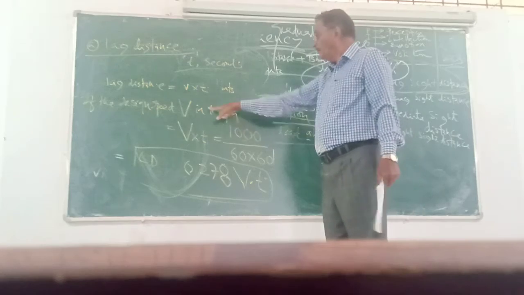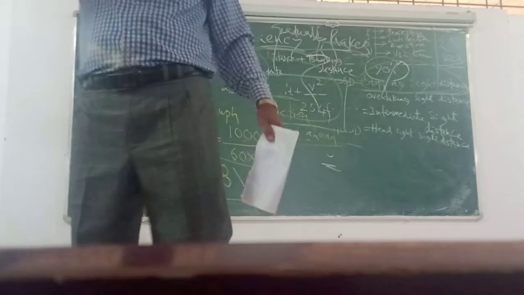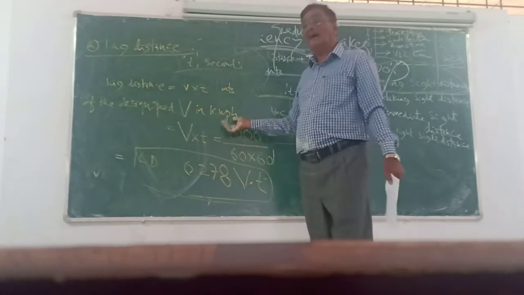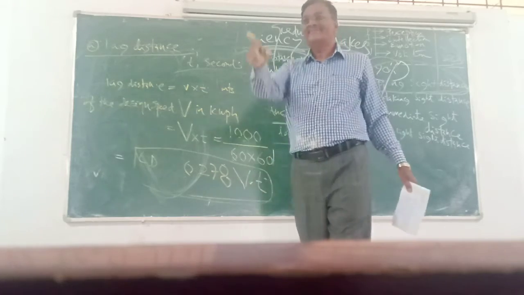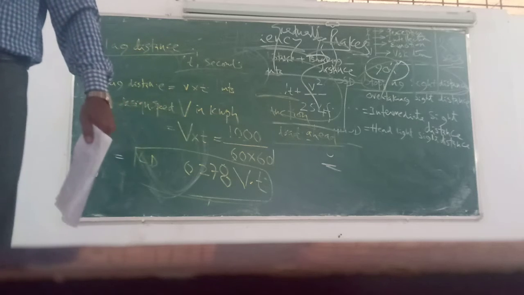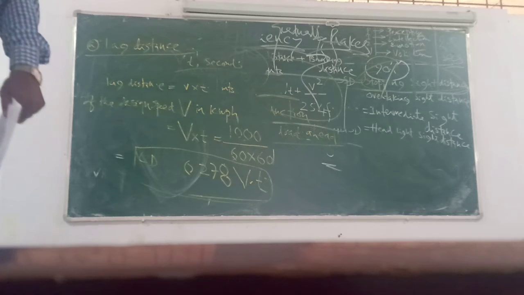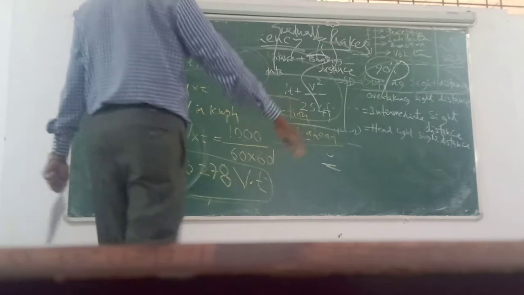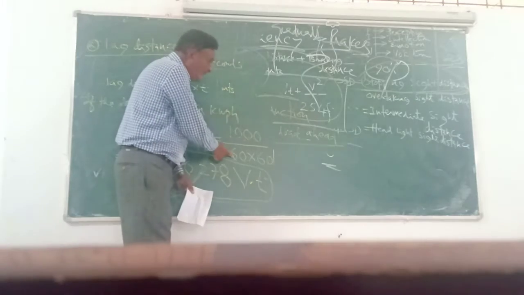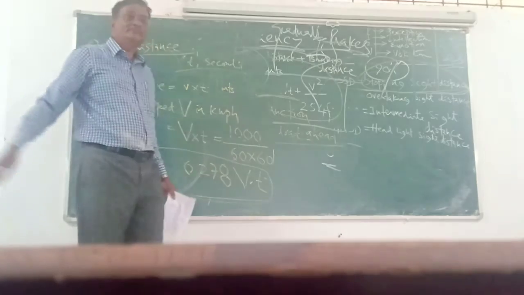Meter to kilometer: 1 kilometer is equal to 1000 meters. Hour: 60 minutes equal to 1 hour. I am converting that 60 minutes into seconds, 60 into again 60. Now if you do it, 1000 by 60 into 60 will become 0.278.